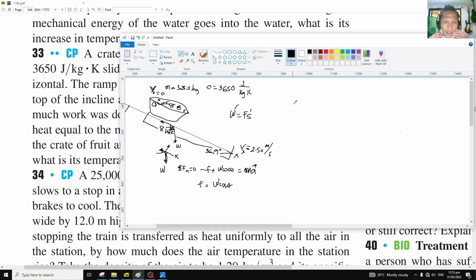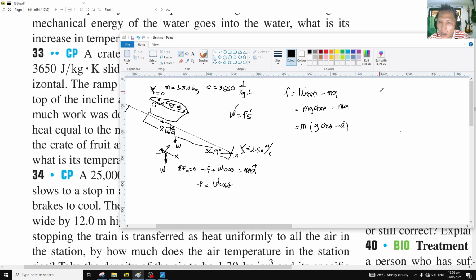So that would give us F, which is equal to W cosine theta minus ma. Right? W is mg cosine theta minus ma. You both have m, so g cosine theta minus a. Okay? Your a we still need to compute.